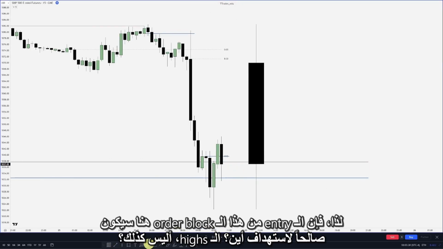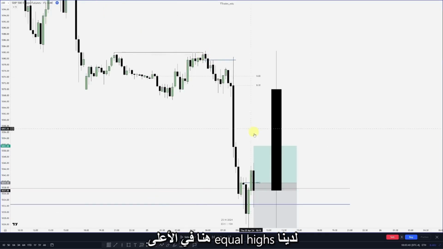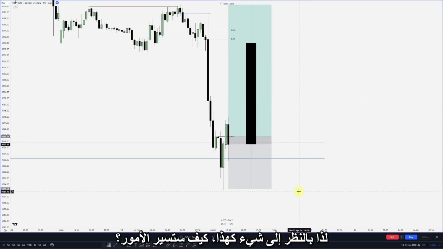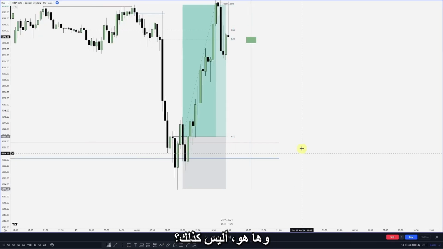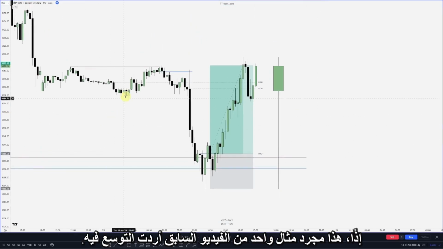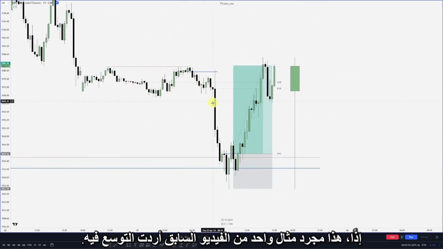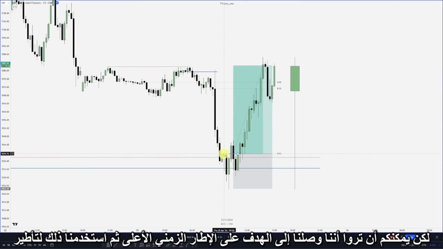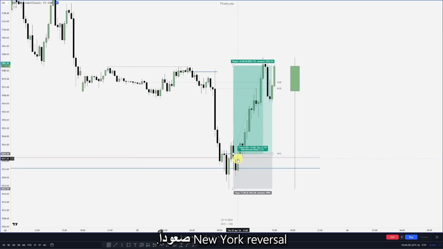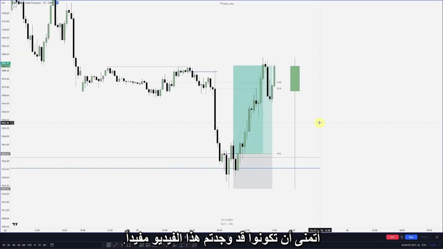So this order block entry in here would be valid to target where? The highs, right? We have equal highs up here. So looking at something like this, how does it work out? There it goes, right? So this is just one example from the previous video that I wanted to expand on, but you can see we hit the higher time frame objective, and then that is used to frame a New York reversal higher.